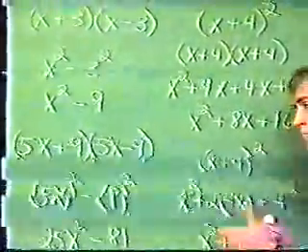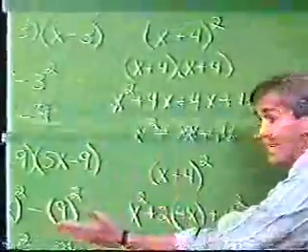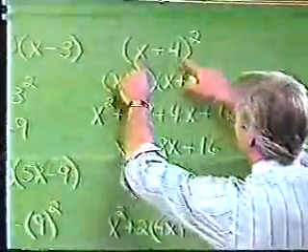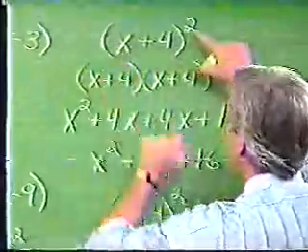Now, it's important to see the difference between what we just did and this problem, which is x plus 4 squared, a binomial squared.